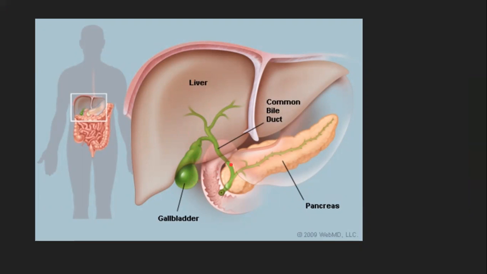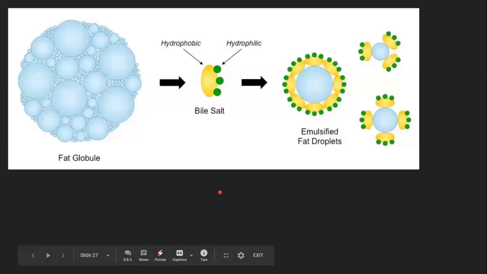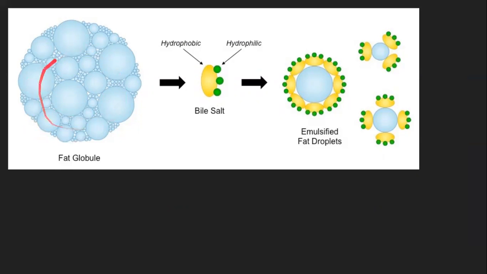Now, when a person eats some kind of food that has fat in it, then the bile is secreted into the intestines. So what does bile do? This is like a fat globule. That's like a big circle full of fat molecules. In order to digest fat, we need bile salts. So why is that the case?